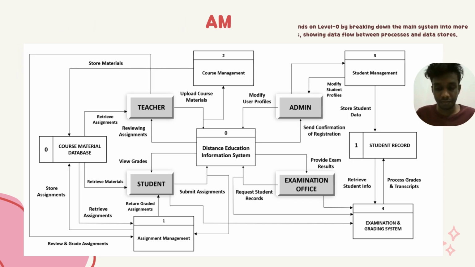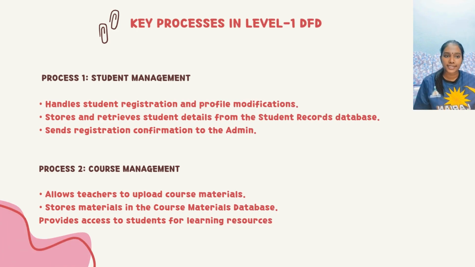So, key processes in level 1 DFD. Process 1, student management. First, handle student registration and profile modification. Second, store and retrieve student details from the student record database. Third, send registration confirmation to the admin. Process 2, course management. First, allow teacher to upload course material. Second, store material in the course material database. Third, provide access to student for learning resources.